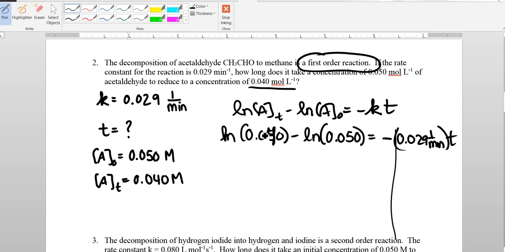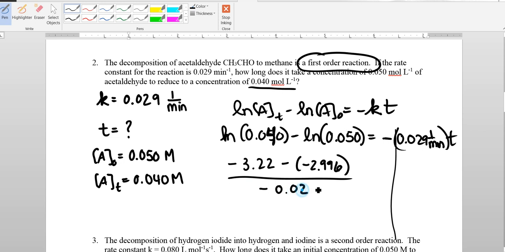The natural log of 0.040 is negative 3.22 minus the natural log of 0.050, which is negative 2.996. And then you're going to divide it by negative 0.029, and this is 1 over minutes. The natural log of a number is unitless, so I'm not going to write a unit on the top. So if you think about what the units of our answer are, it's going to be 1 over 1 over minutes. That just means minutes. And if you plug this in your calculator, you should end up with 7.7 minutes. I did it to 2 sig figs because my rate constant just had 2 sig figs in it.